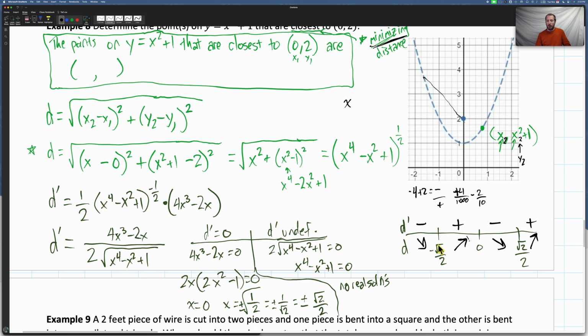We're looking for a minimum. When the sign changes from negative to positive on your derivative, you've got a minimum. So I'm going to state minimum at x equals positive and negative root 2 over 2, since d prime changes sign from negative to positive. So at 0, there's a maximum.